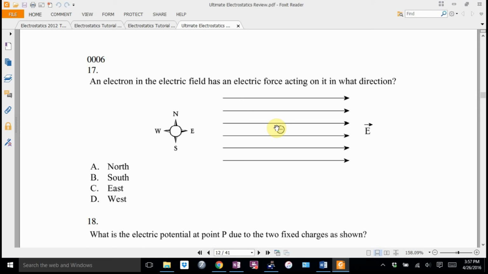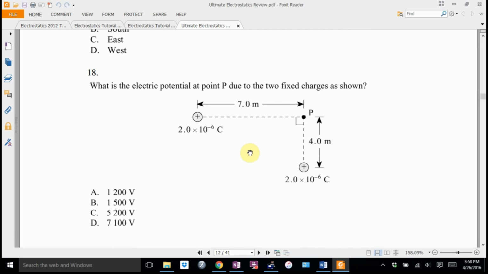An electron in this electric field will have an electric force acting on it in which direction? Left. In which direction? West. Yep. There you go. I like number 18 because potential, voltage, scalar, it just means add them up. Even though this diagram looks terrifying and you might be tempted to go tip to tail, it's going to be this voltage plus this voltage, add them up. No tip to tail. By the way, I'll bet you one of those answers is what you would get if you did do Pythagoras.